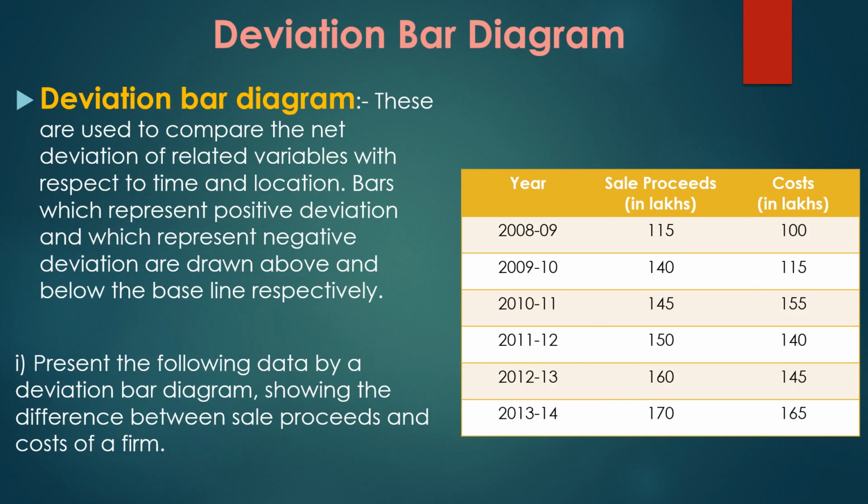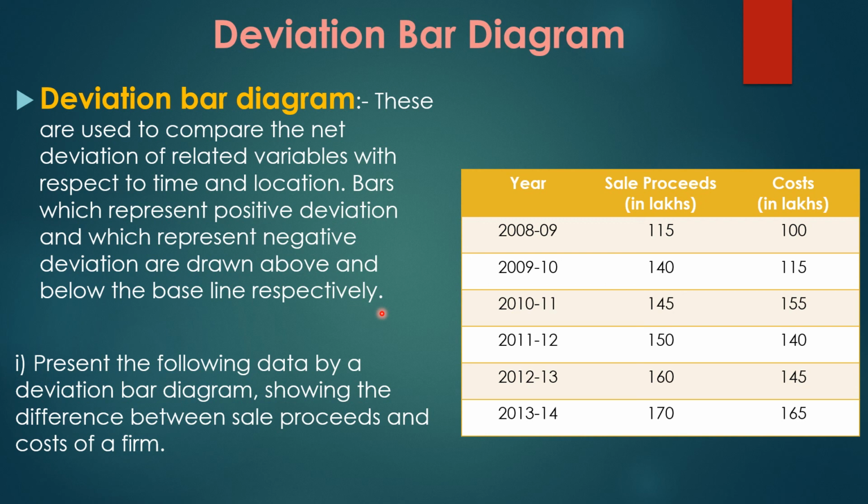Coming to the last type of bar diagram, that is the deviation bar diagram. Deviation bar diagrams are used to compare the net deviation of related variables with respect to time and location. So here we can see a great variation while representing the bar diagram. The bars which represent positive deviation and negative deviation are drawn above and below the baseline respectively. So here you will see that there will be both positive and negative deviation. Some bars will be drawn above the baseline, and some bars we have to draw below the baseline.